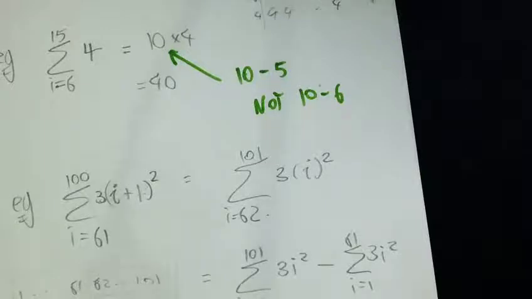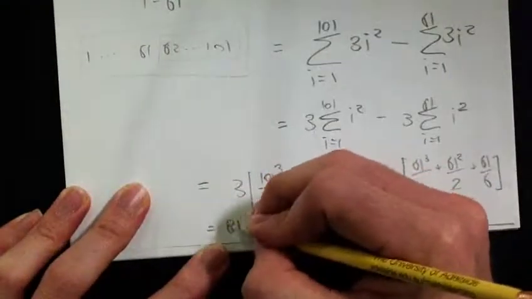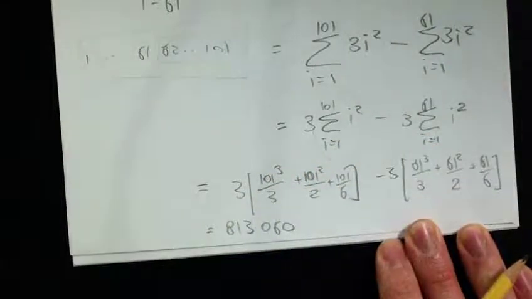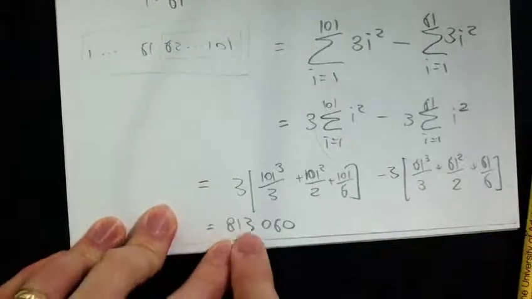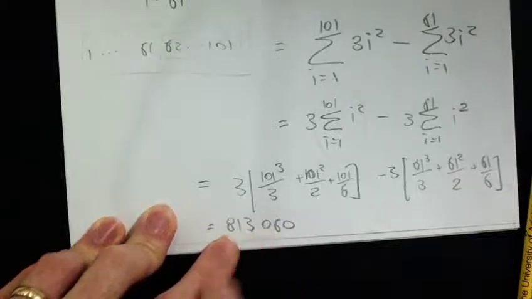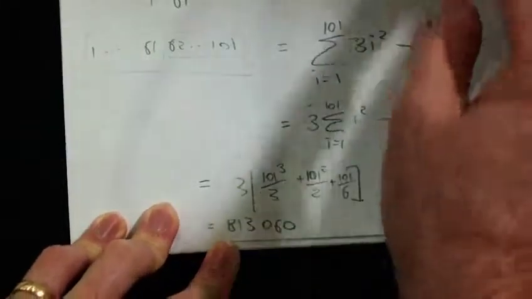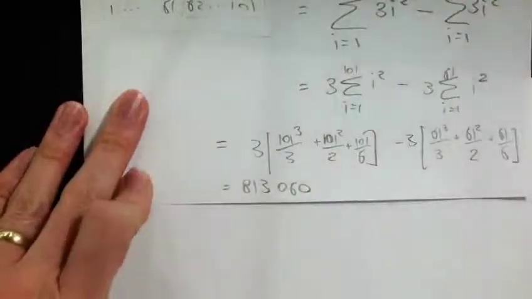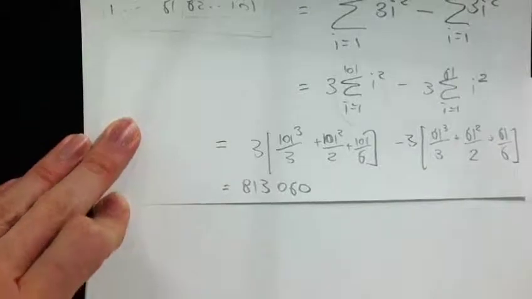One cubed divided by 3 plus 61 squared divided by 2. And the answer is 113,060. Awesome. Of course. Yep, there's definitely a multiple of 3, which is a good start. Okay, and there you have it. That's using some of those sum notation rules.